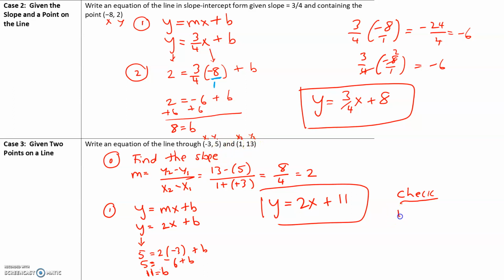I replace the y with 13, and I replace the x with 1. So I get 13 equals 2 plus 11. 13 equals 13. Since that checks out, my equation is in fact correct. So our steps, first find the slope. If it's given to you, great, just plug it in. If it's not given to you, find the slope, then plug it in. Then plug in either one of these points, replace the y with the y, x with the x, and solve for b.